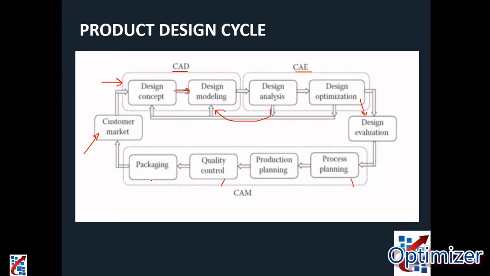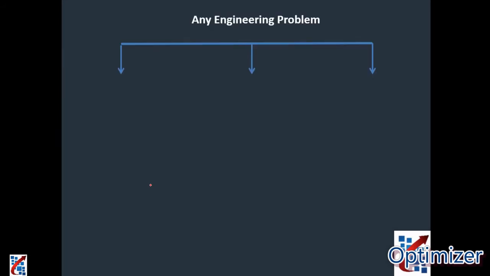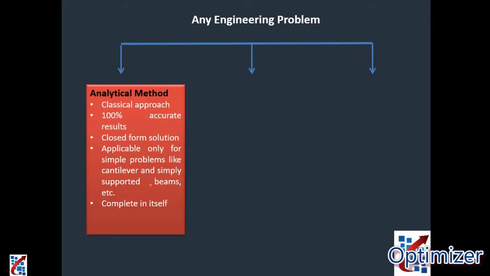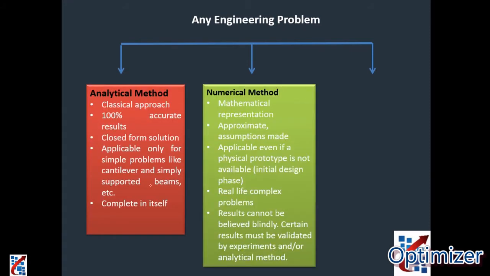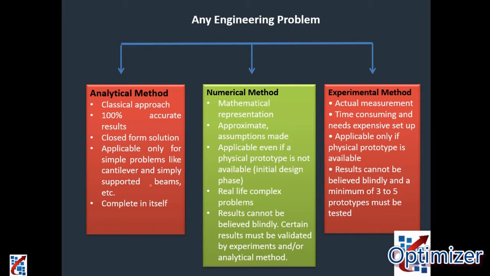Now let us come to the next point. Any engineering problem you can solve with three methods. First one is the analytical method, second one is the numerical method, and third one is the experimental method. So any engineering problem you can solve with these three methods, starting from analytical or numerical or experimental. Let us discuss one by one. What is the analytical method?